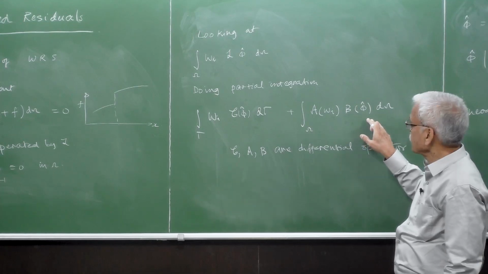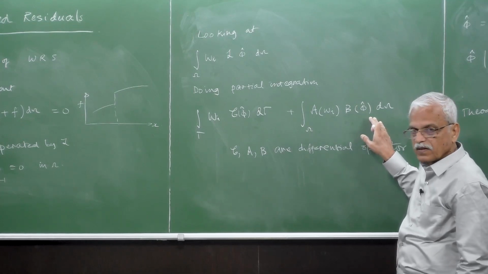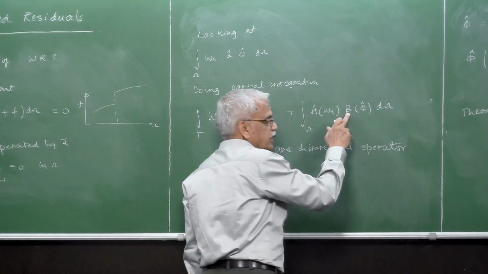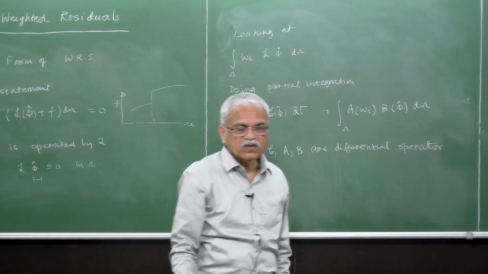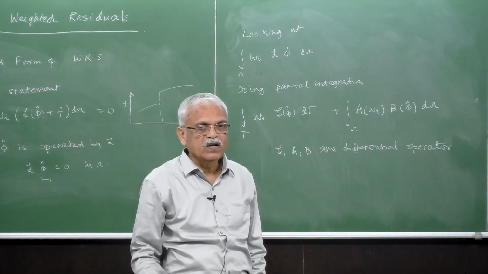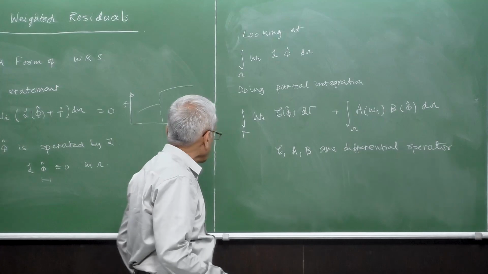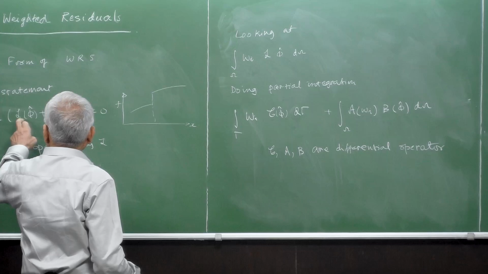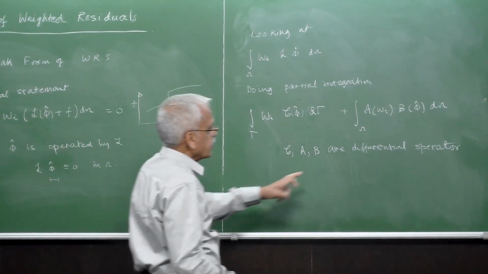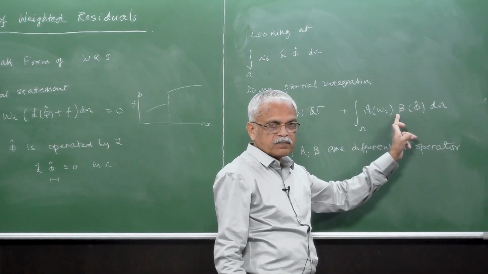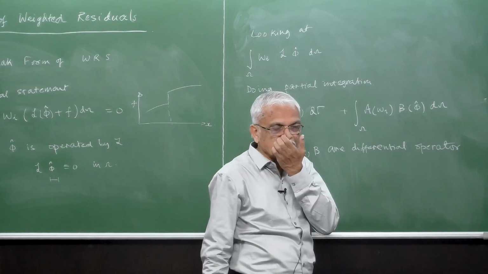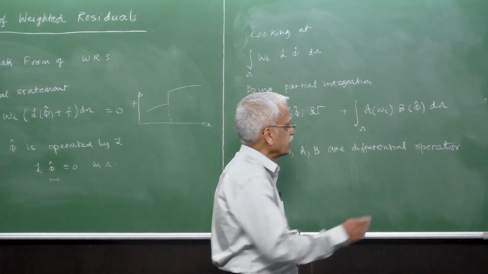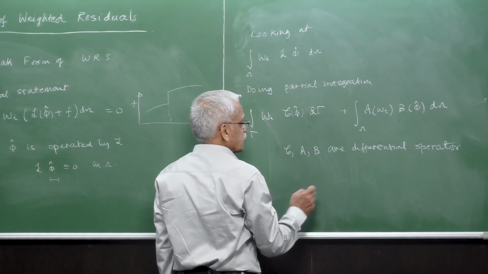Now phi hat, which is the trial approximation, which includes a lot of trial functions, is being operated upon by B, which is a lower order differential operator. Compared to this one, here phi hat is being operated by L, whereas here phi hat is being operated by B. So if B is of a lower order than L, obviously the continuity requirement on phi hat has been reduced, right?